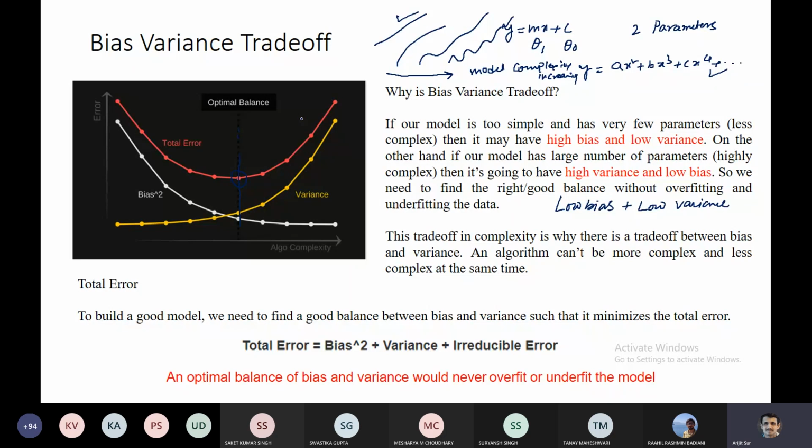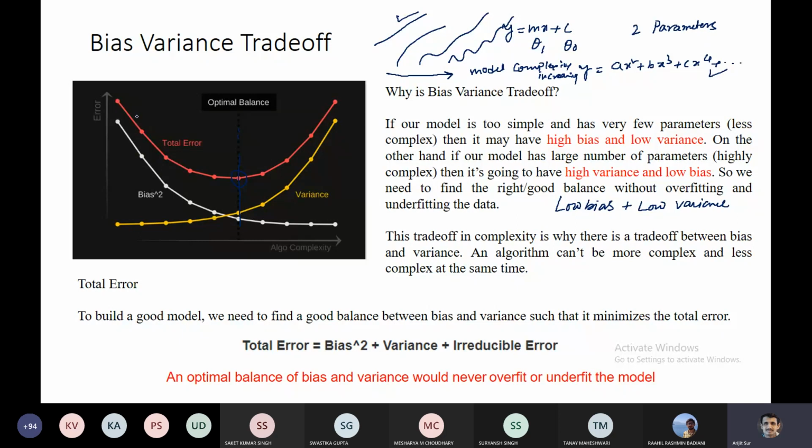To build a good model, we need to find a good balance between bias and variance such that it minimizes the total error. This total error is bias squared plus variance plus the irreducible error. Some error is inevitable. You cannot get rid of this error, so it's called irreducible error. An optimal balance of bias and variance would never overfit or underfit the model. That is very important to understand.